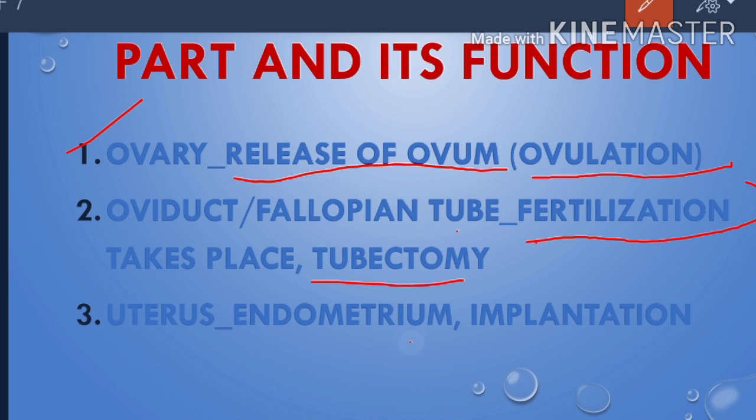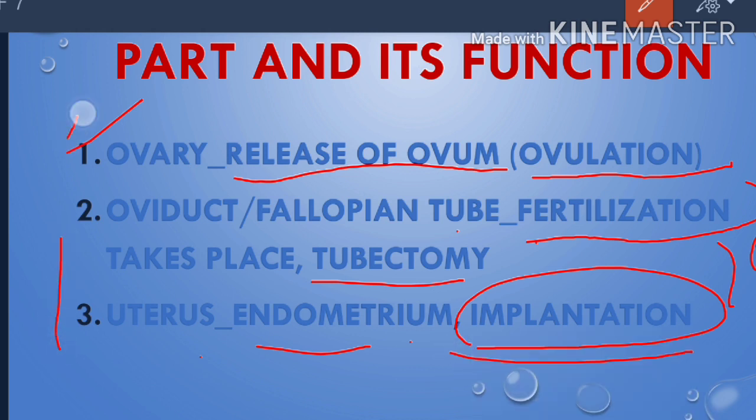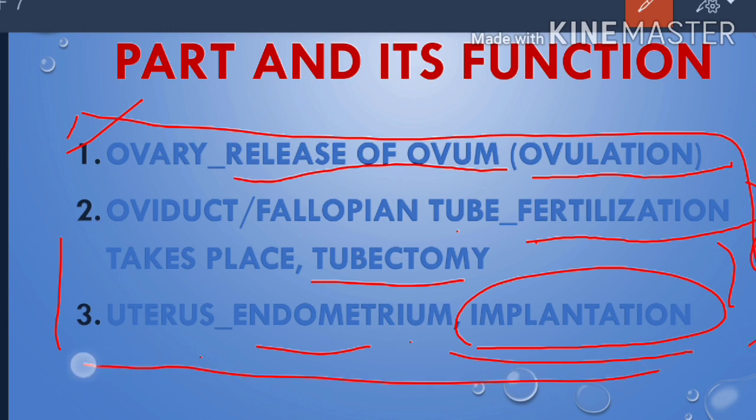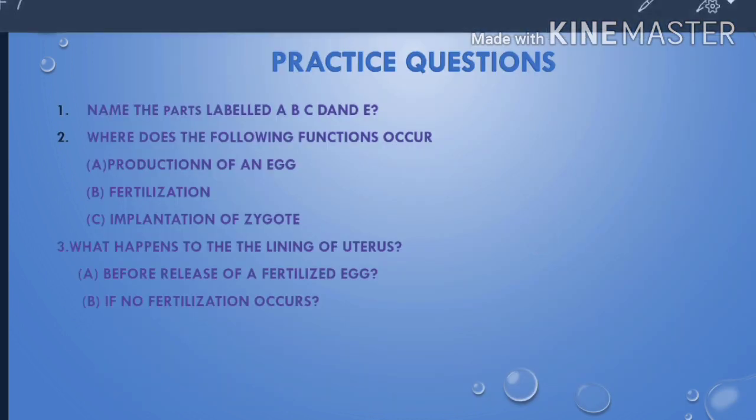Uterus, endometrium. The inner walls of the uterus are called the endometrium, and it is useful for implantation. That means whenever the embryo reaches and attaches to the inner walls of the uterus, it is called implantation. You should note and remember these 3 points. For examination they give you a diagram and ask you to name the parts A, B, C, D and what the diagram describes, like the questions given in your examination.